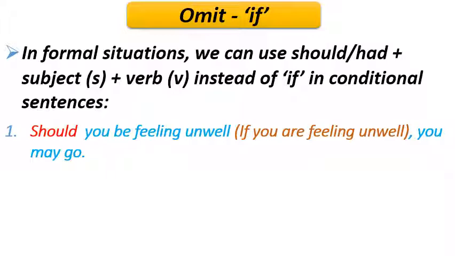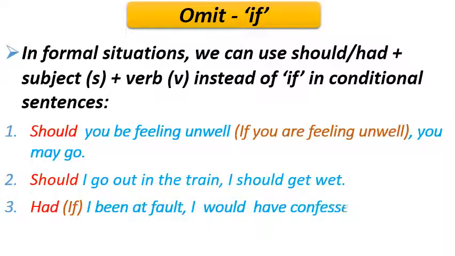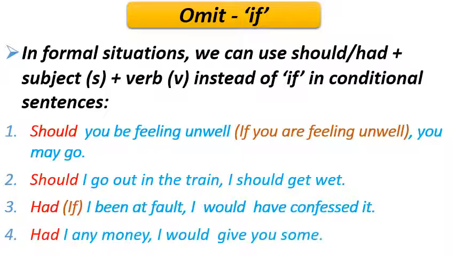The same can be done if the sentence goes like this: should I go out in the train, I should get wet. Number 3, had I been at fault, I would have confessed it. So instead of had we can use if also. Number 4, had I any money, I would give you some. So like this you can omit if and in place of if you can write down should or had to show condition.